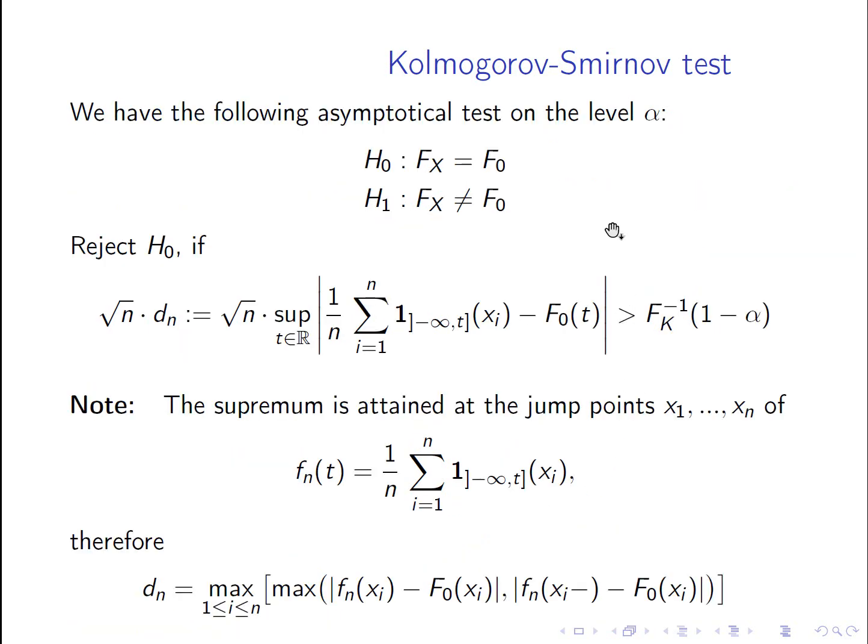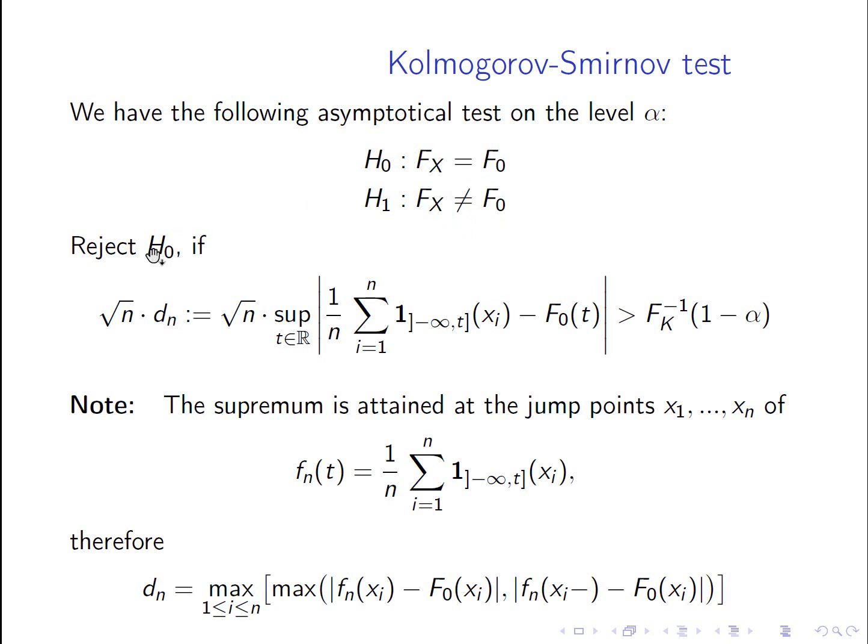Then on this we can build an asymptotic test, again on the fixed level alpha. So the null hypothesis is that F(x), the distribution function, is F0, and the alternative hypothesis is that F(x) is not equal to F0. And how do we do this? How do we test this?